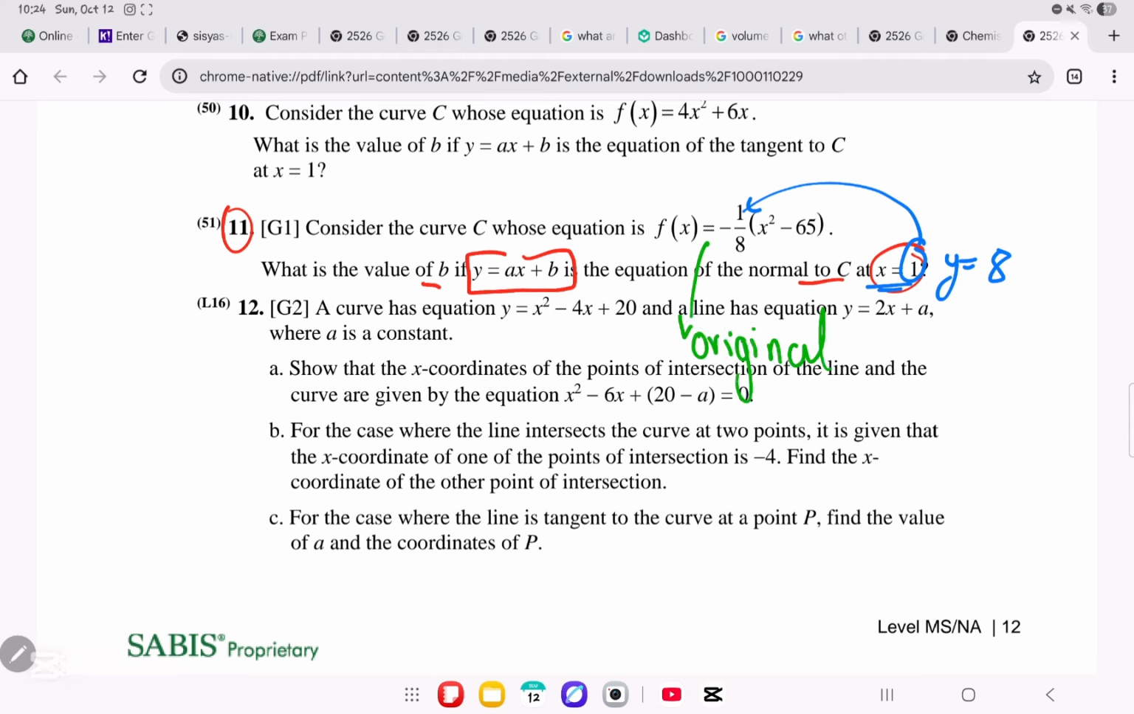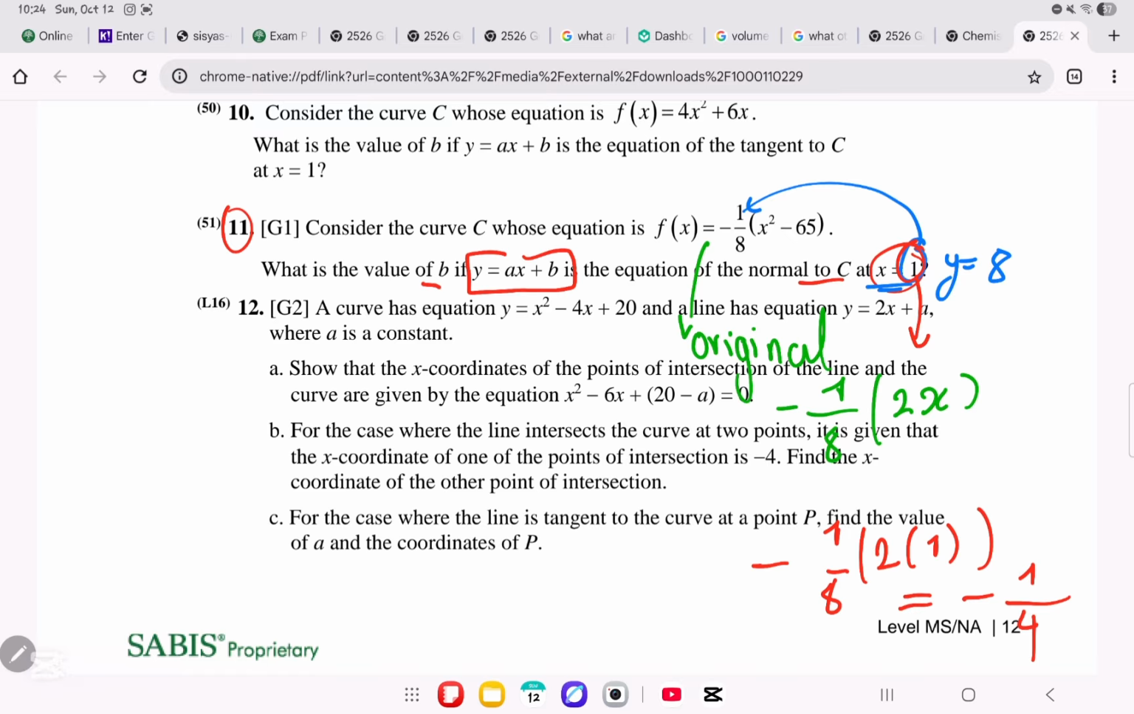Now we need to find the value of the original slope. Very simply, we need to take the derivative. So when we take the derivative, it becomes minus 1 over 8 times 2x, right? And we know that our x is 1. So it becomes minus 1 over 8 times 2 times 1. So the original slope is minus 1 over 4.